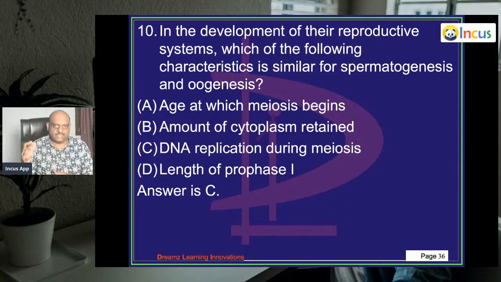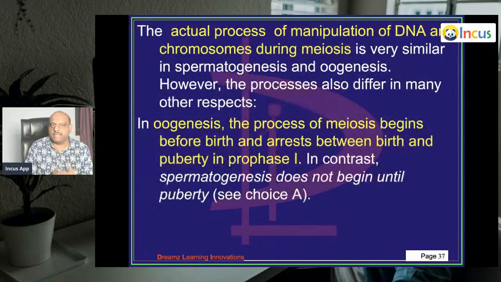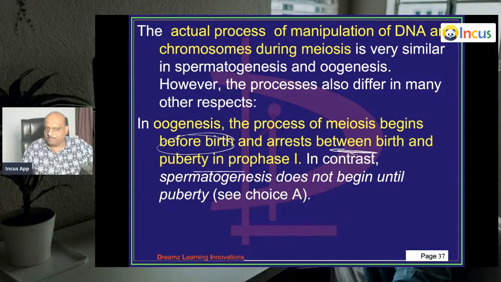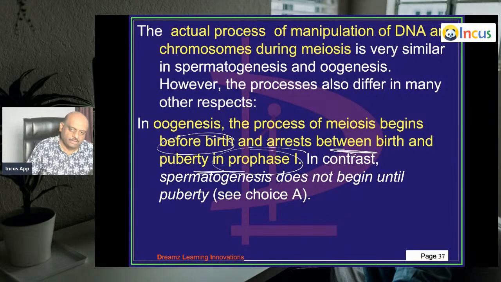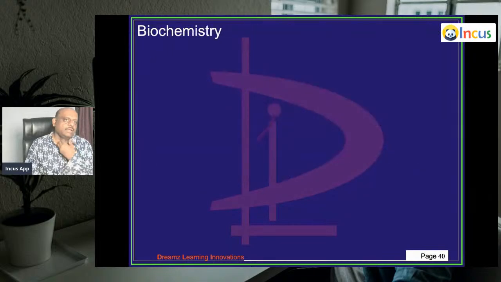Spermatogenesis and oogenesis. What is similar? Basically, the DNA replication occurs before the meiosis. That is a common thing in both spermatogenesis and oogenesis. In oogenesis, the meiosis begins before birth and arrests between birth and puberty in prophase 1. Whereas in spermatogenesis, the meiosis does not begin until puberty, is what you should remember.